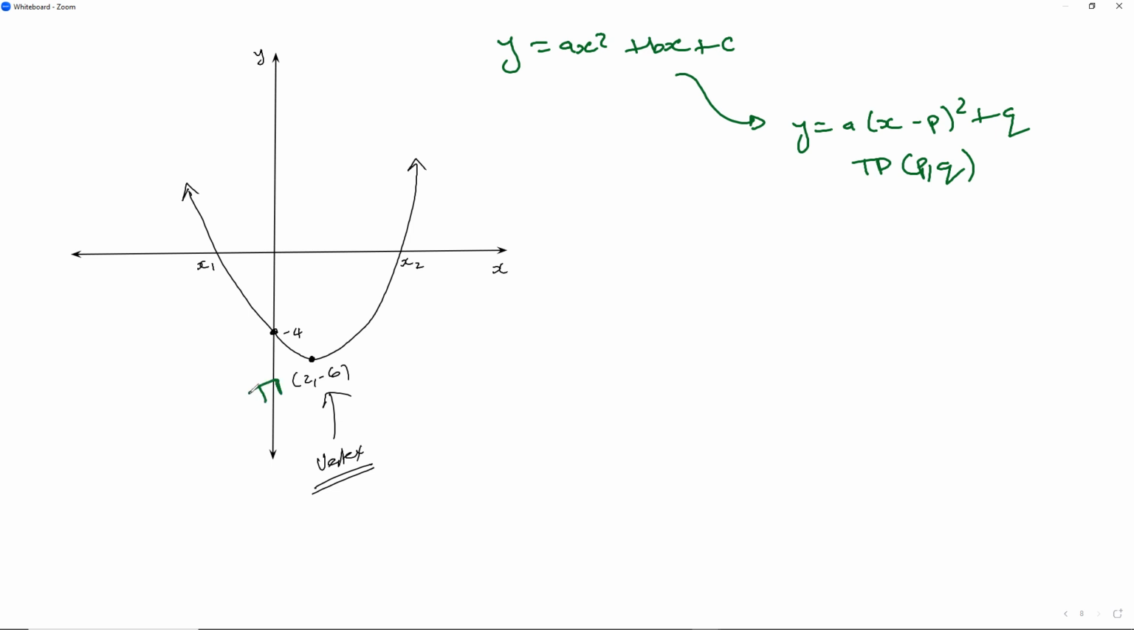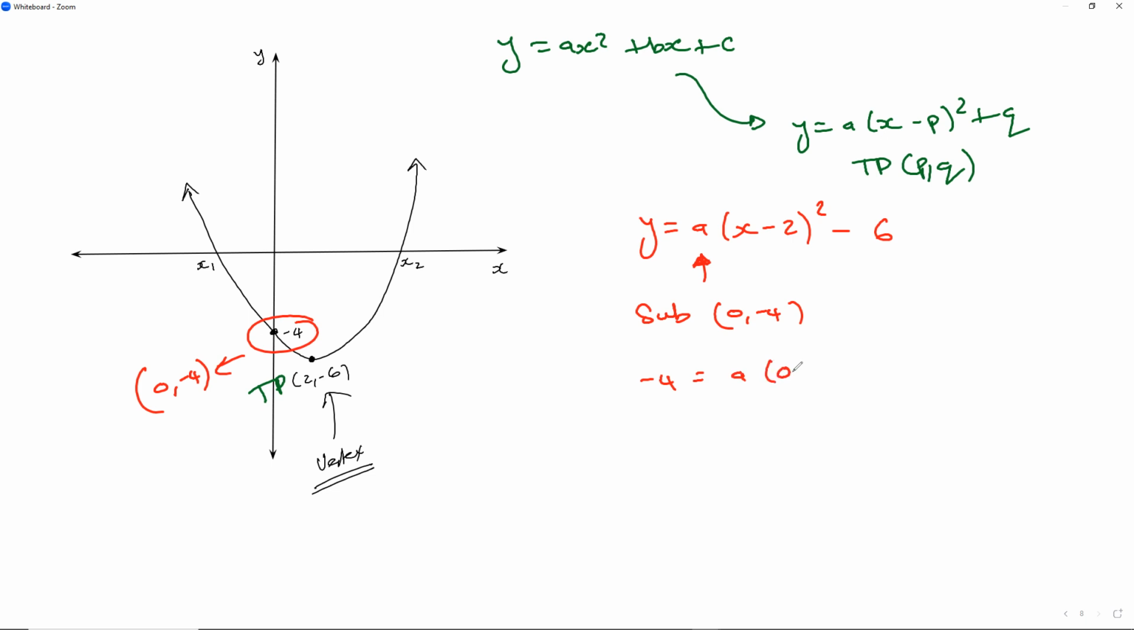So from here, I can see that's my turning point, (2, -6). And so I will have y equals a(x minus p) squared, where my p is now 2, so x minus 2 squared minus 6, because that's going to be my other value. And all I need to do now is find a. So I can substitute a point that I have. The other point that I have is (0, -4). So I put (0, -4) in here. And I get -4 equals a times (0 minus 2) squared minus 6. So -4 equals 4a.